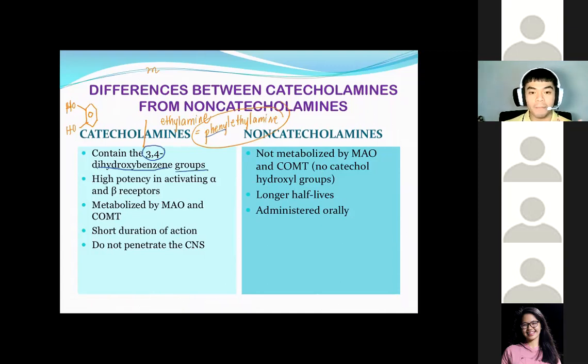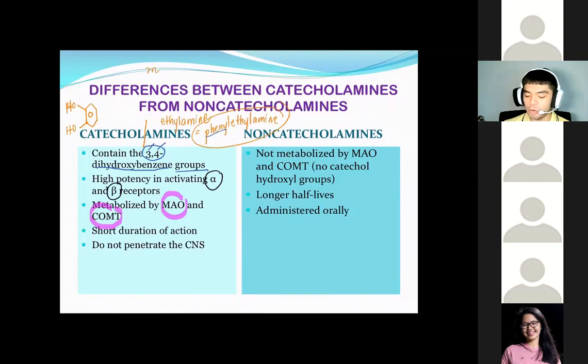Meaning to say, may catechol na orthoposition. Okay? 3 and 4, magkatabi sila. And in terms of their actions, take note that they have high potency in activating alpha and beta receptors. So again, they have high potency, so a higher chance that they can activate these receptors. And note that they are susceptible to the enzymes MAO and COMT.